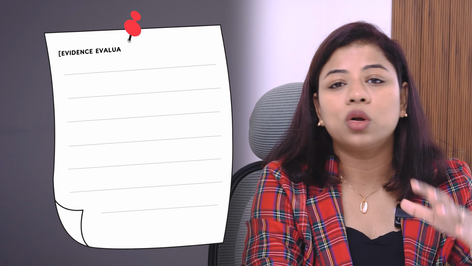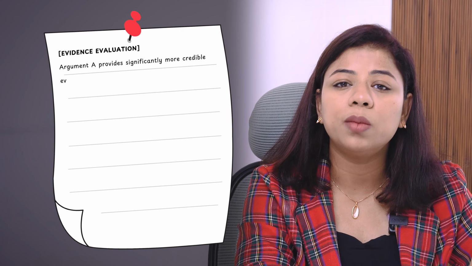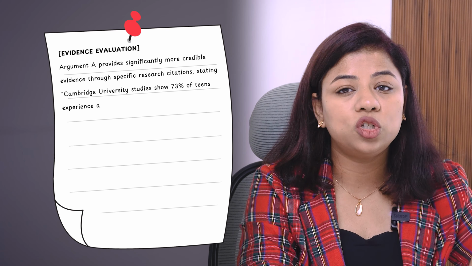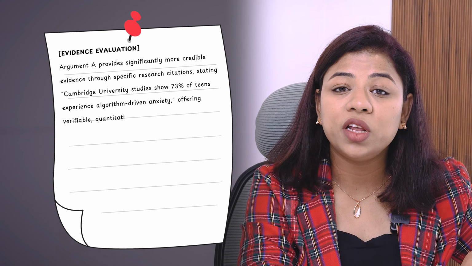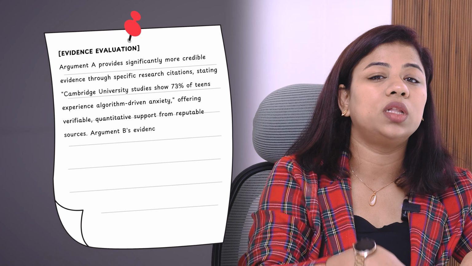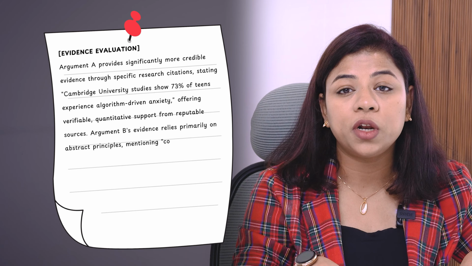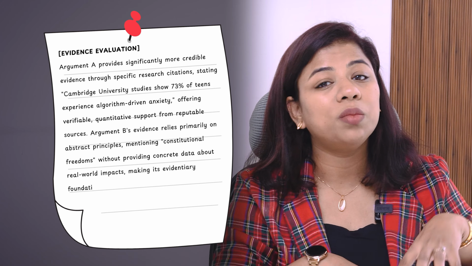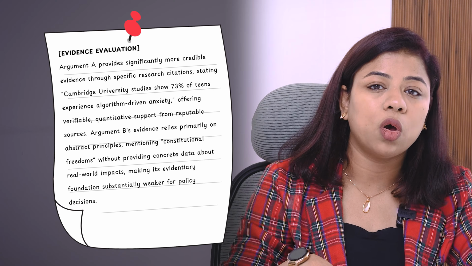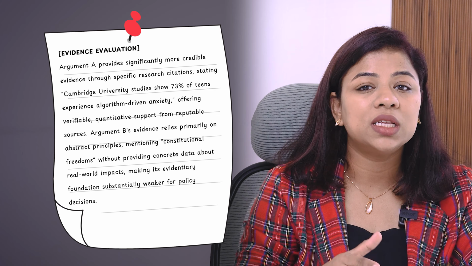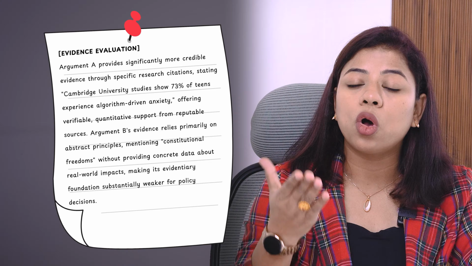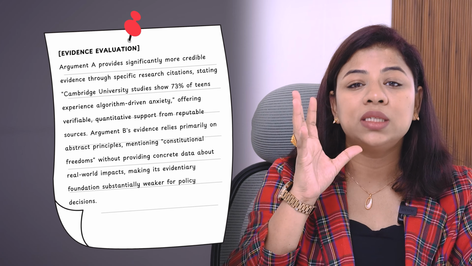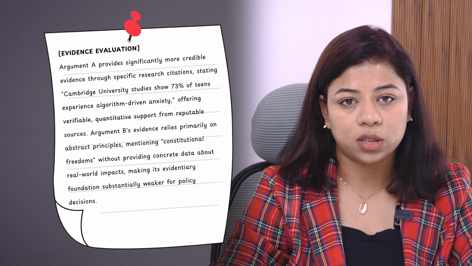The evidence evaluation looked like this. Argument A provides significantly more credible evidence through specific research citations, stating Cambridge University studies show 73% of teens experience algorithm-driven anxiety, offering verifiable quantitative support from reputable sources. Argument B's evidence relies primarily on abstract principles, mentioning constitutional freedoms without providing concrete data about the real world impact, and making its evidentiary foundation substantially weaker for policy decisions.